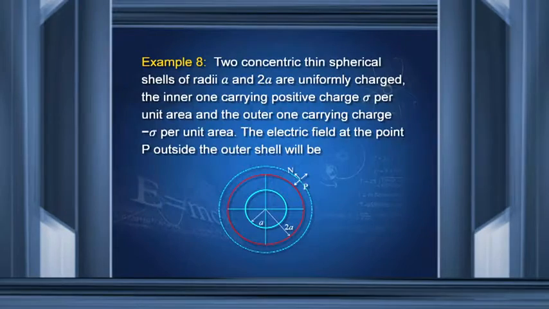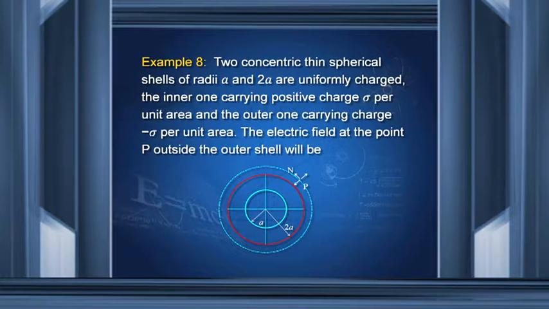All right, let us modify this now. Again we have 2 concentric thin spherical shells of radii a and 2a, same thing, but now the inner one carries a positive charge which has sigma per unit area, and the outer one has charge minus sigma per unit area. It is not the total charge given, it is the charge per unit area which is given. Then the electric field at the point P, say again we take the point P outside, what will happen?